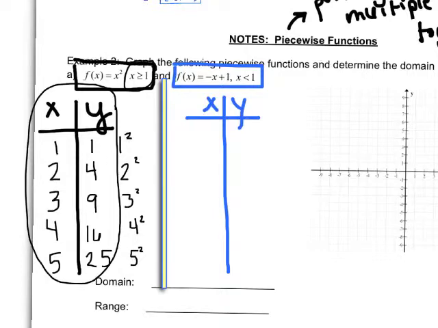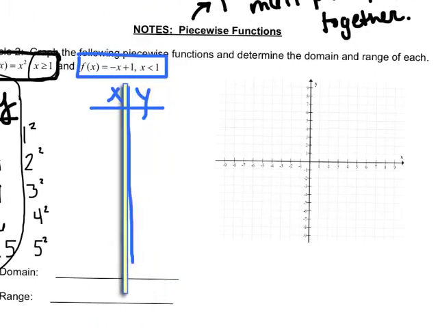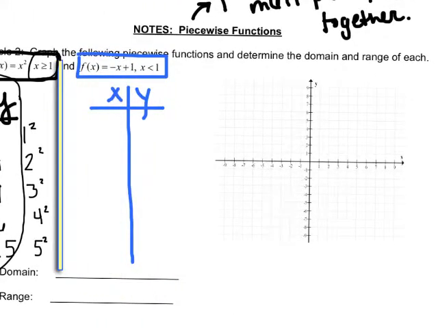Now let's do the other table. So for my other table, now I'm using negative x plus 1 for all the x's less than 1. I still recommend that you start with this 1 value. And then you want to do all the x's that are less than 1. So that's going to be less than, so 0 going down. Negative 1, negative 2, negative 3. So I do about 4, or 5 total, 4 more.